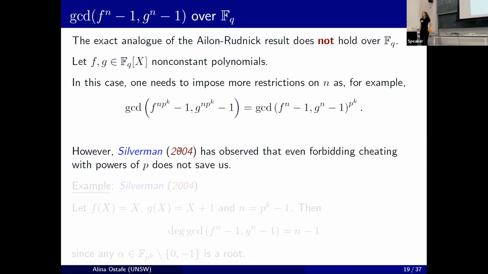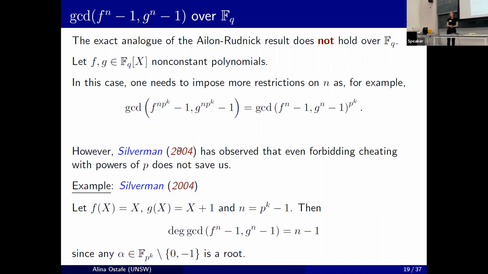However, even if you don't cheat with such exponents, Silverman showed that in fact, one still does not have the same uniform bound as in zero characteristic. So for example, take f of x is x. This is an example given by Silverman. g of x is x plus 1, and take n to be congruent to -1 modulo p. Then the degree of the GCD of these two polynomials is n-1, since one can see that any element alpha which is not 0 and -1 is a root. So we do not have the same result.